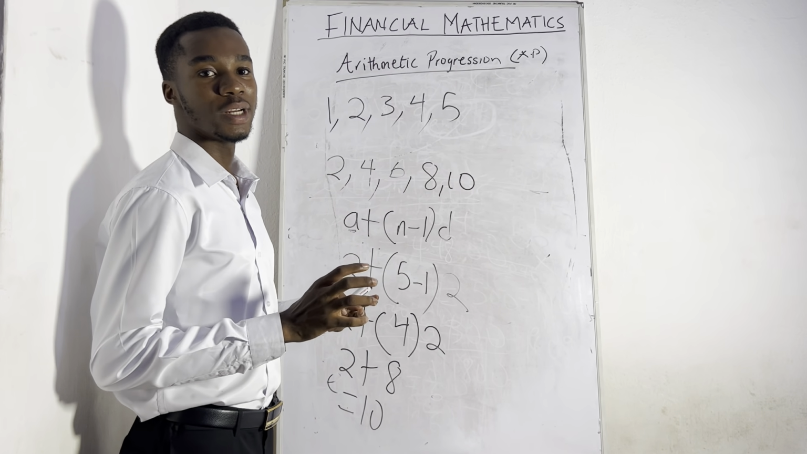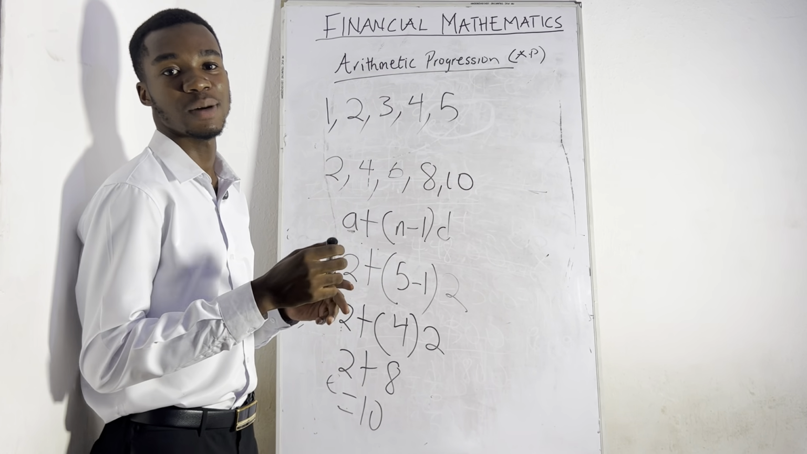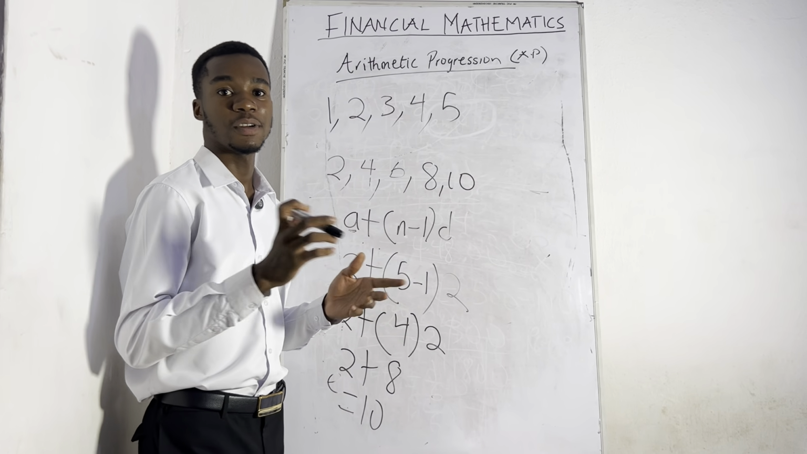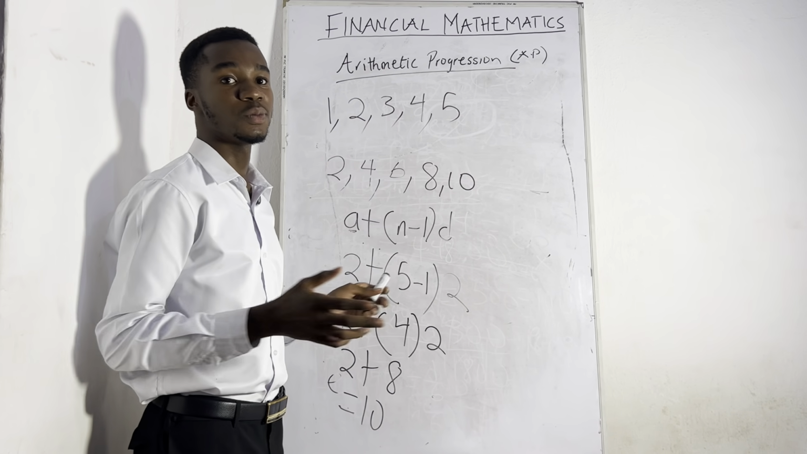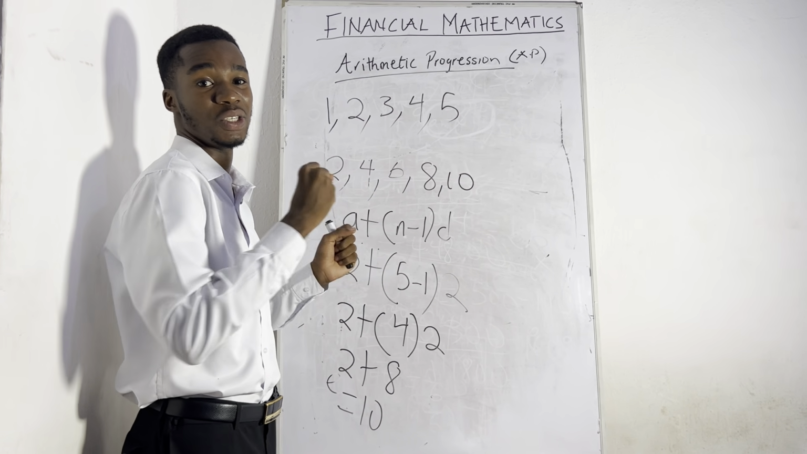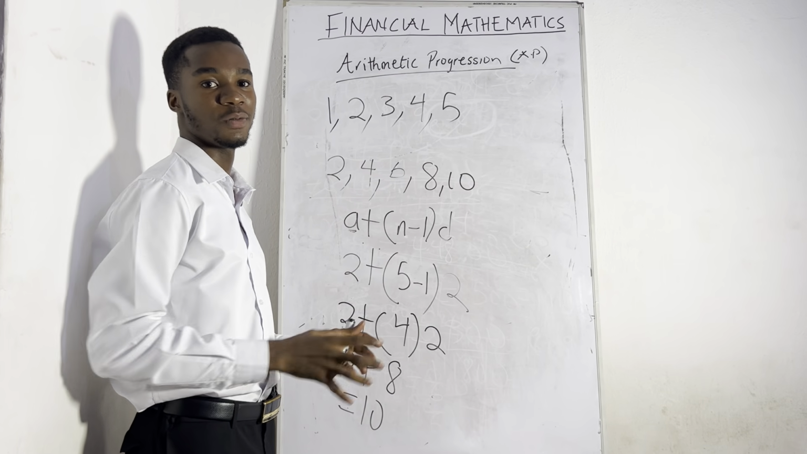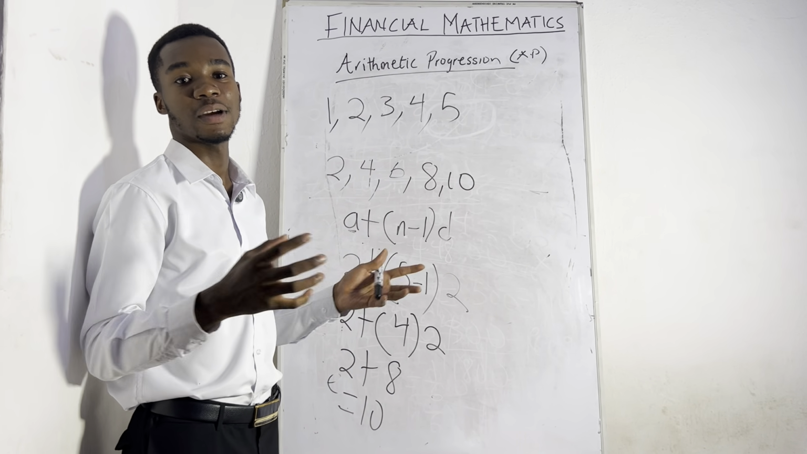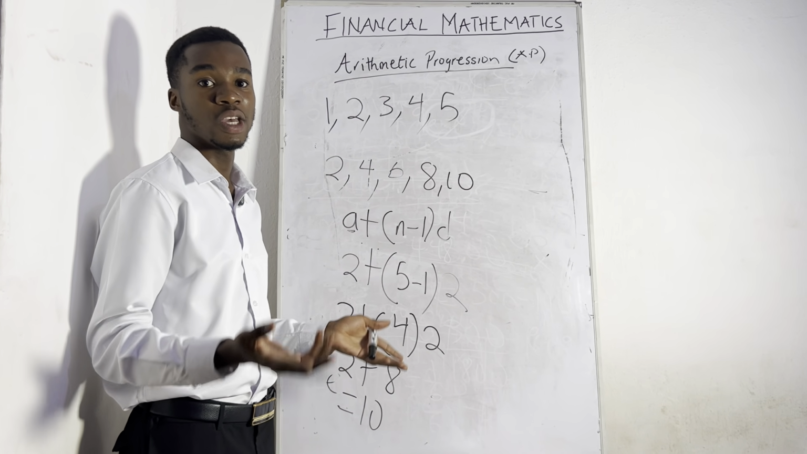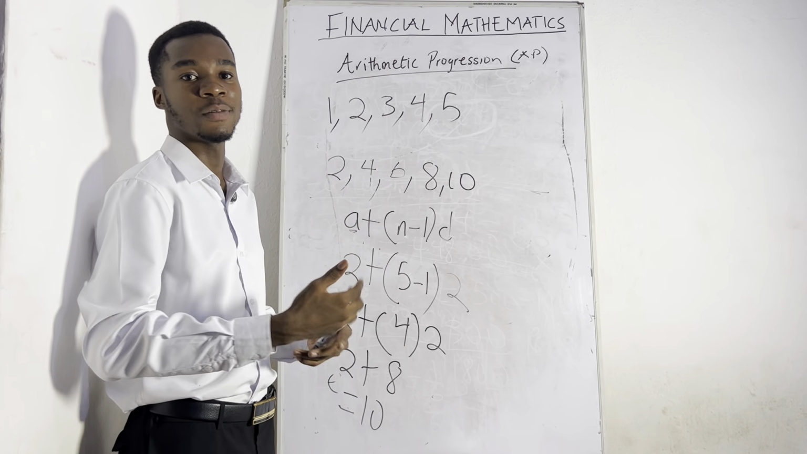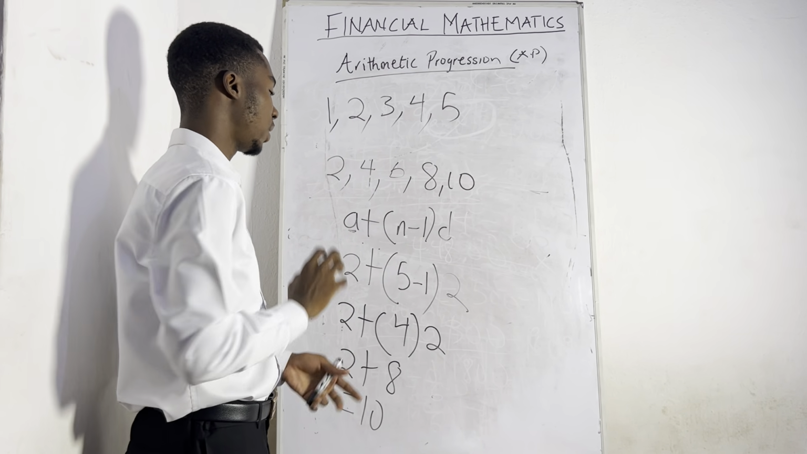Now, assuming you want to know the sum of all the terms, let's say the sum of the first 15 terms, the sum of the first 5 terms. Let's assume for this one 2, 4, 6, 8, 10. Assuming you want to know the sum and the numbers are, let's say, huge, you can also use a formula to find it. Or let's say you want to know the sum of the first 20 terms, the first 30 terms, or even the first 100 terms. You want to know the value you are going to get. You can also use a formula to find it.